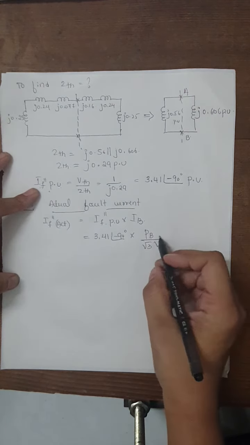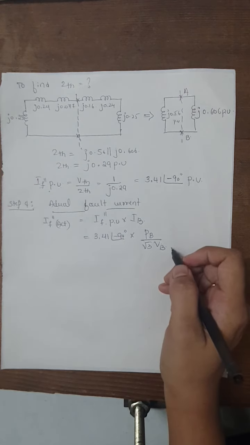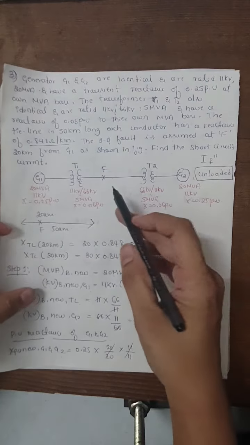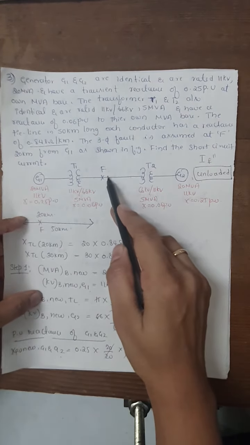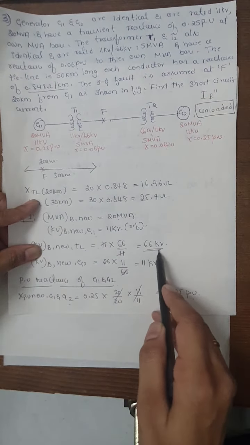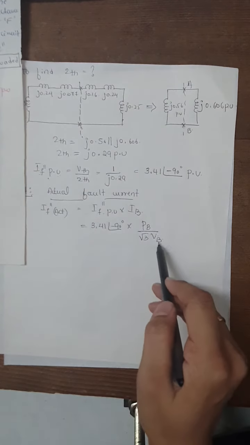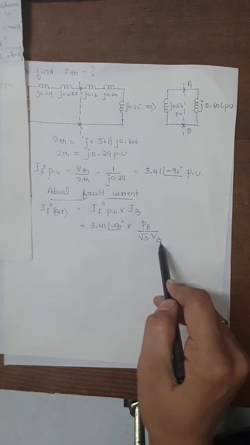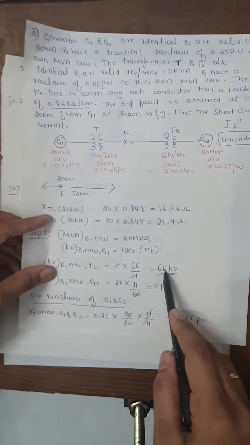Now for the calculation of base voltage, which base voltage we have to consider means, look at the given problem. Here the fault has occurred over the transmission line. So the base voltage we need to consider is the transmission line only. Very important, remember, during the calculation of a fault current value, V base is always the point where the fault has occurred. So here the fault has occurred over the transmission line. So that base voltage we need to consider, that is 66 kilovolt.